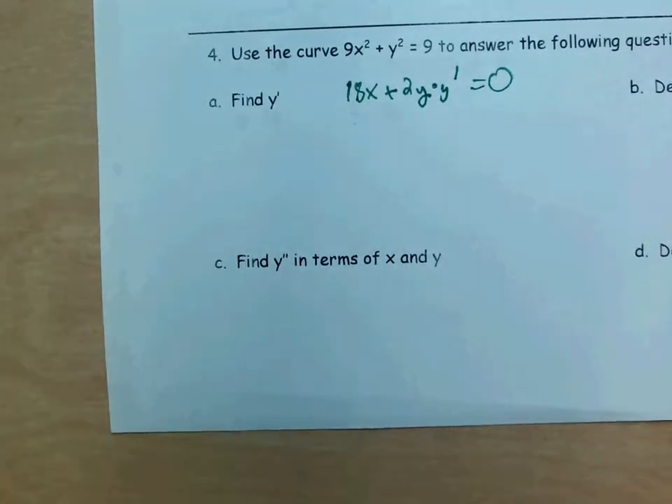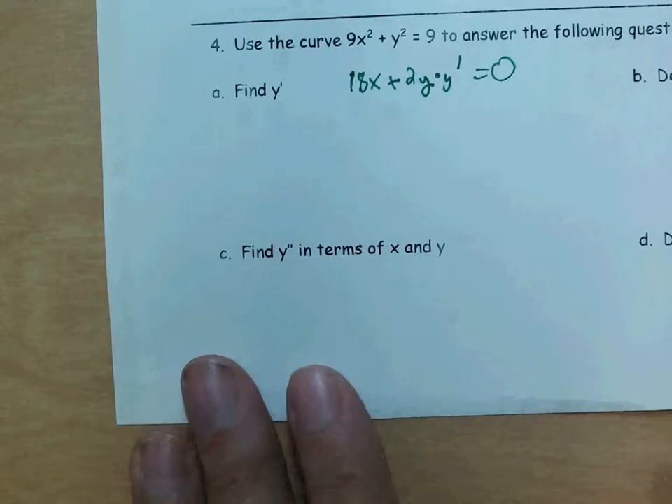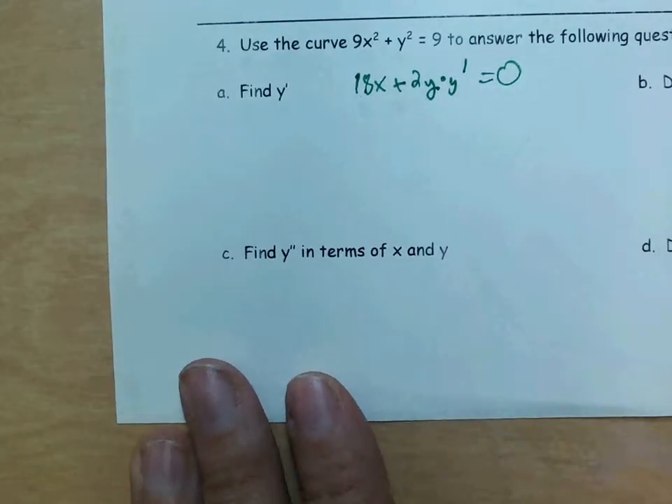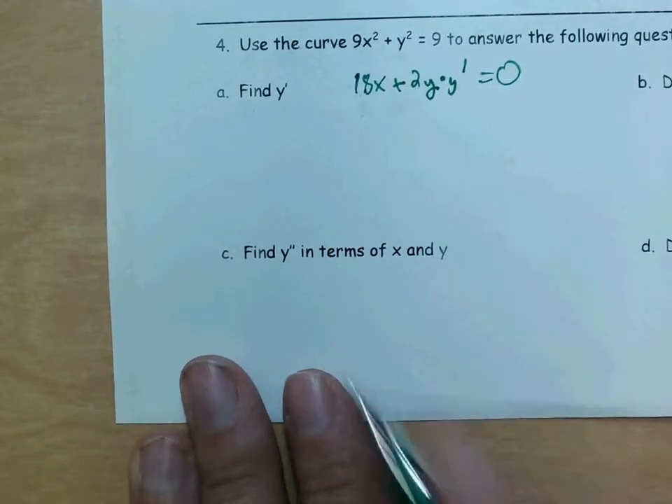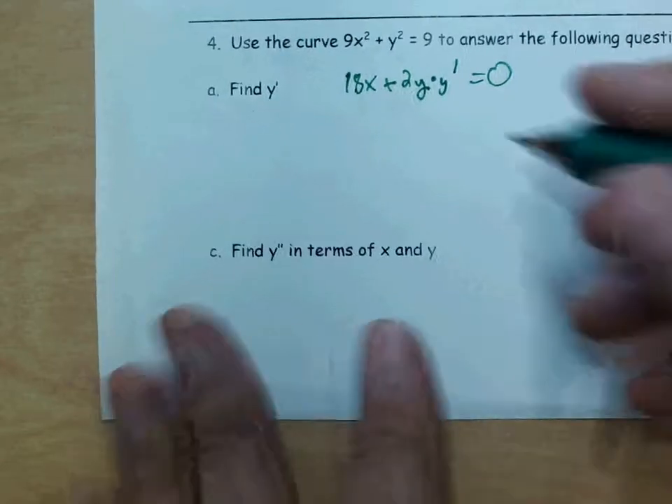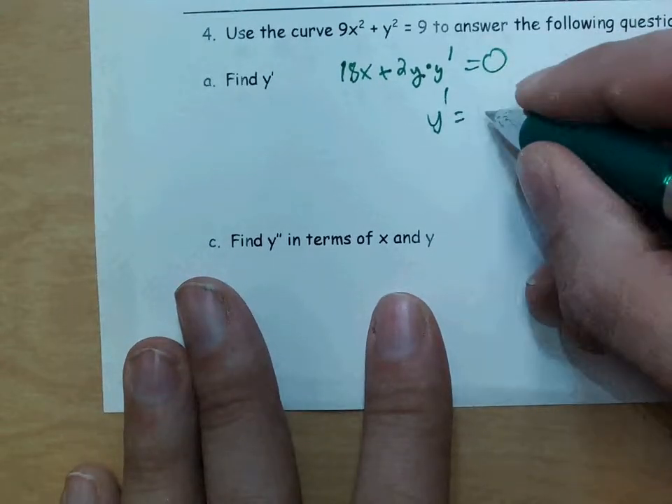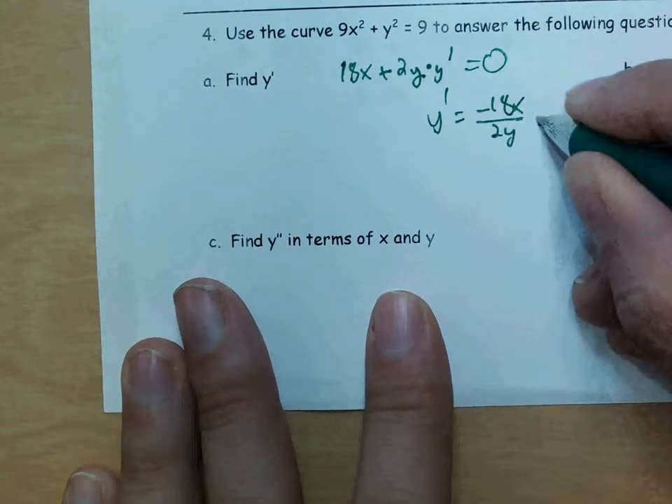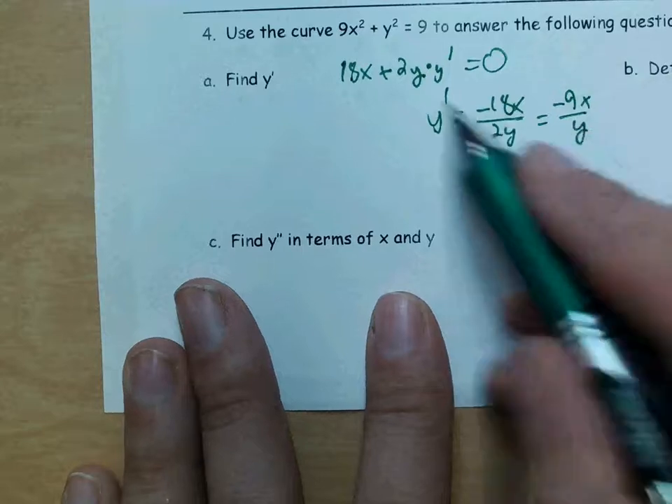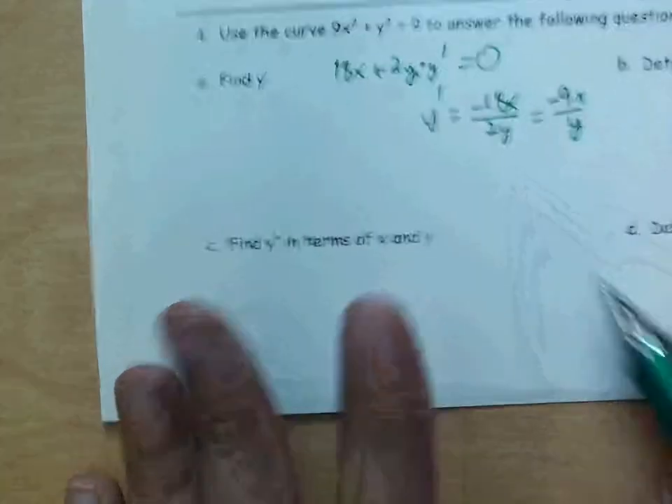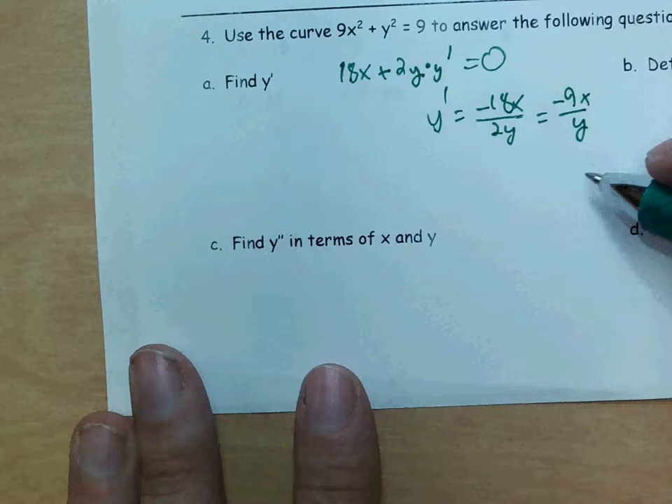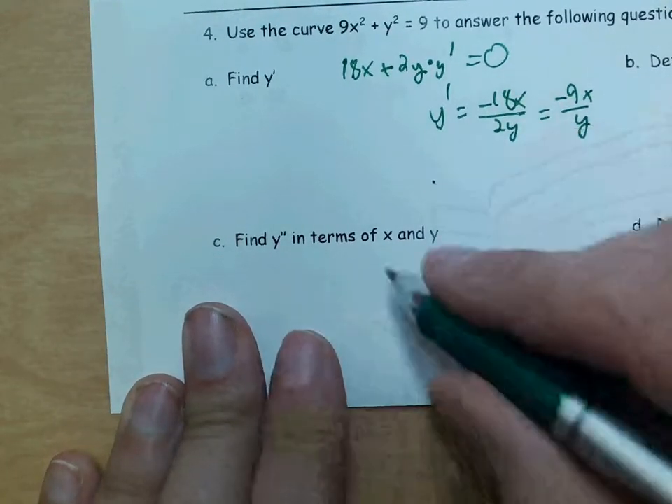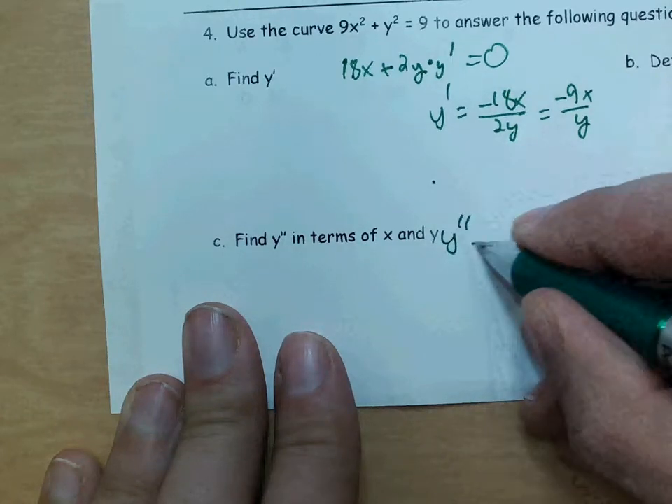It's much easier to do this one using implicit differentiation than it is to do it using explicit differentiation. Now, if I were solving for y prime, I would move the 18x and divide by 2y, but I'm not. Instead, I'm solving for y prime, and so I'm going to continue, well, let's solve for y prime. Y prime is negative 18x divided by 2y, which is negative 9x over y. I subtracted the 18x and divided by 2y. Okay, so I could do this either using explicit or implicit differentiation, and since I already have y prime solved for, I think I'm just going to go ahead and take the derivative.